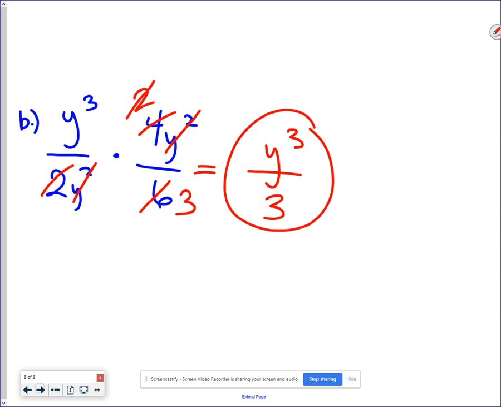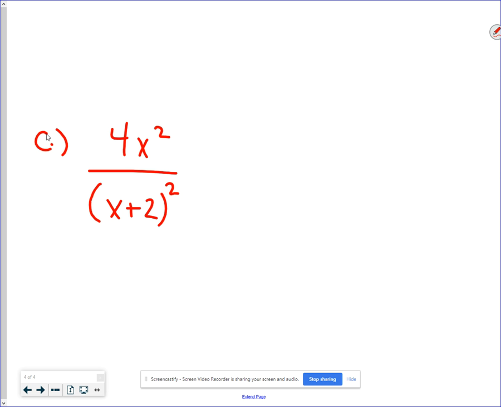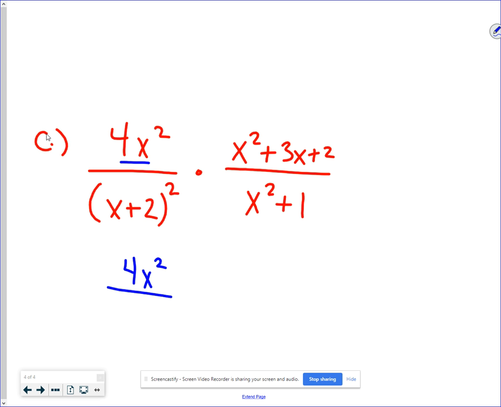All right, let's try another one. Let's look at this one. 4x squared over the quantity x plus 2 squared times the fraction x squared plus 3x plus 2 over x squared plus 1. All right, so again, start off by factoring everything. So when you got a monomial, you really don't need to factor that. You can just leave it as 4x squared.